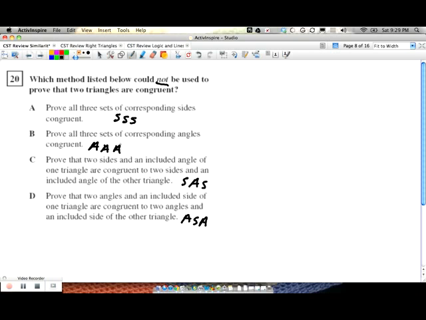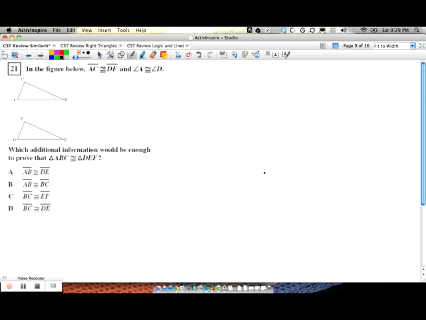So what it's asking us is, between these four theorems, one of these would not work to prove congruence. Well, that would be angle-angle-angle, because I can have two triangles that are different sizes but have congruent angles. But the other three are all types of congruent relationships.